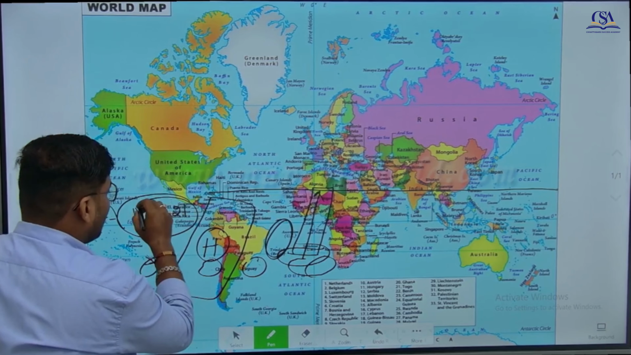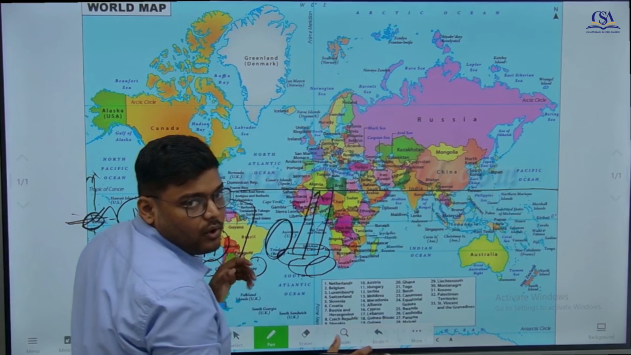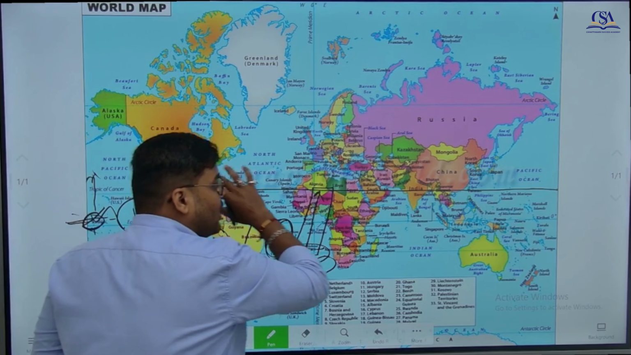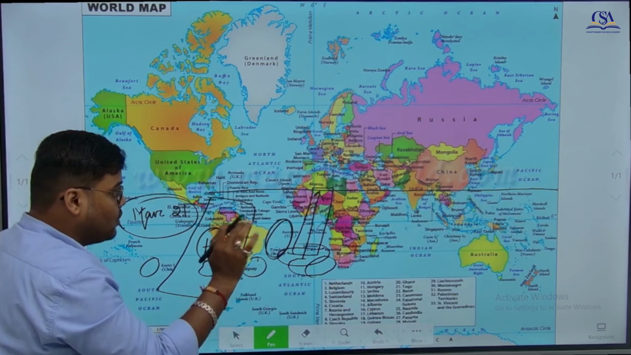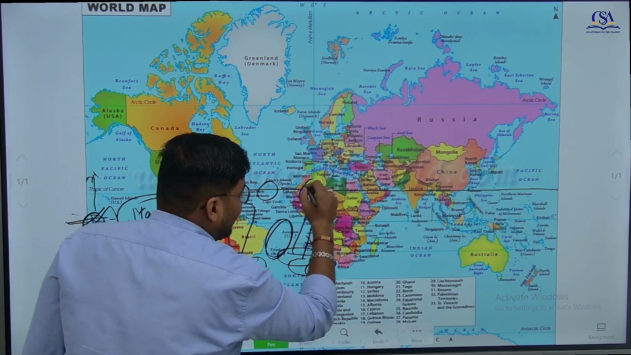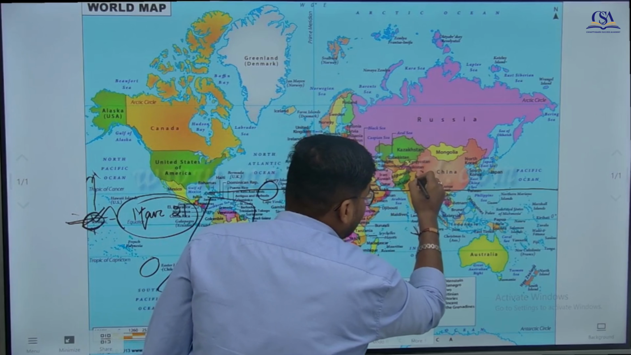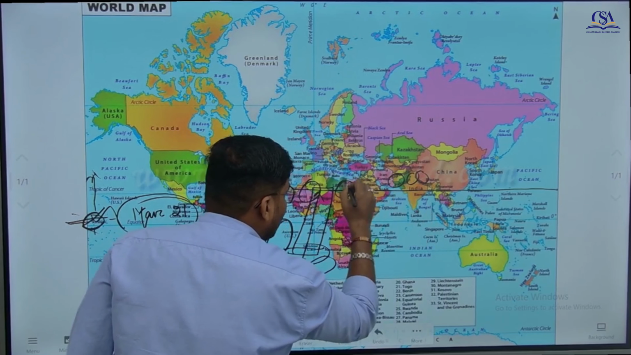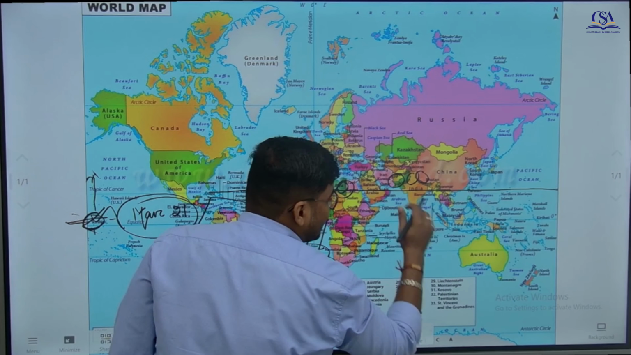If I call ITCZ a net low pressure area, that does not mean that all along the ITCZ we find low pressure. No, only in patches we find low pressure. For example, Tibetan Plateau, northern India, Pakistan, Iran, Afghanistan, this area, Libya, Algeria. We are only concerned about the patches.